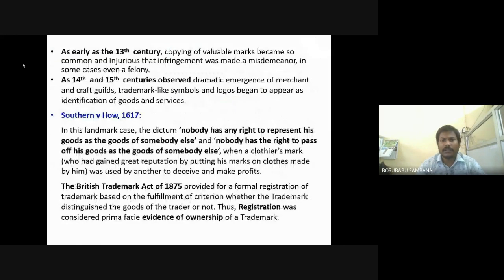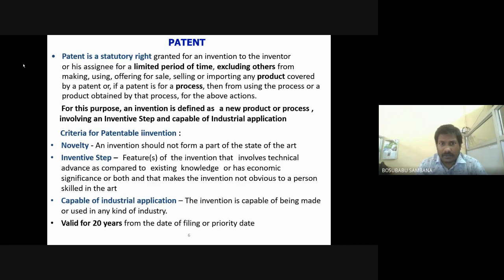Before going to that, a small introduction about patents, copyrights, and trademarks. Later, we will discuss them in a deeper manner. Generally, a patent is a statutory body guarding innovation, so that it is not copied by anyone.